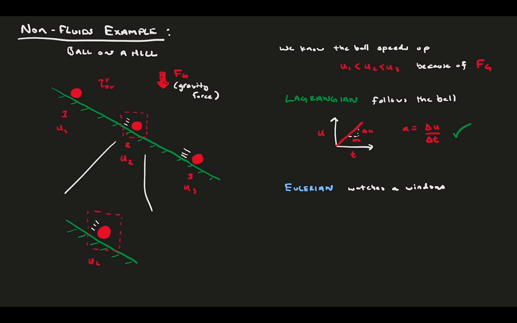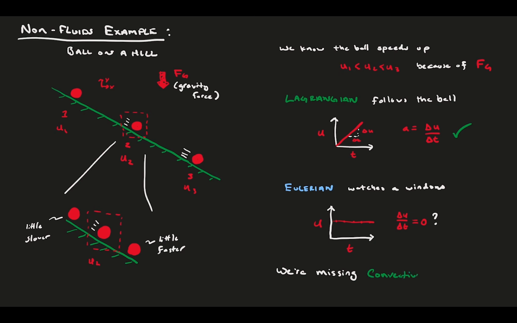Also, we realize that the ball, just before it enters our window, is a little slower, and just after it leaves our window is a little bit faster. Again, if we were to look at the velocity we measure over time at point 2, we would see that it was constant. Our delta u over delta t is 0. But there is a force, and to see it we need what's called the convective acceleration.